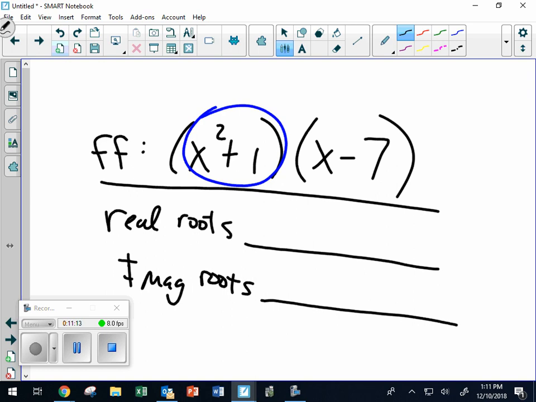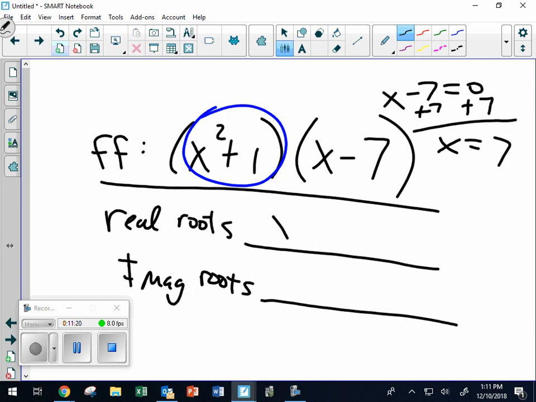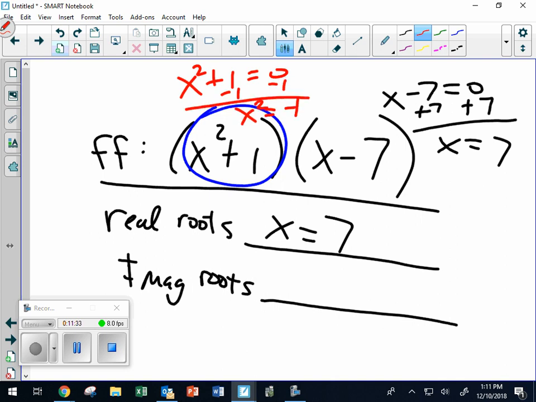All right, for the real root, it's just x minus 7 equals 0. X equals 7. With me so far? The other one: x squared plus 1 equals 0. X squared equals -1. Ooh, that's getting messy.